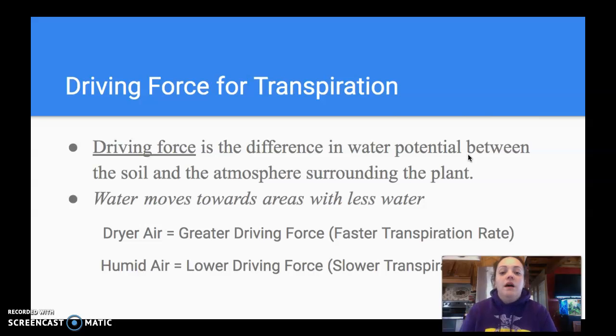On a warm, hot, dry day, the plant is going to transpire more and more quickly than on a day with a lot of humidity in the air. If the air is humid, there's going to be a lower driving force and a much slower transpiration rate.